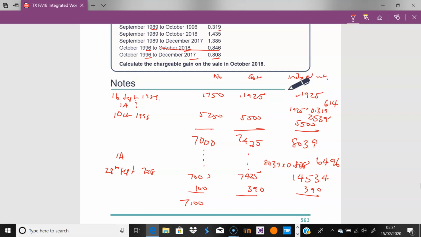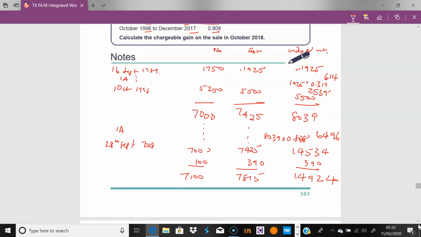14534 plus 390 gives us 14924, and the original cost is 7425 plus 390, which is 7815. Great. So that's kind of the deal. That's where we are. Now, that's my pool. I'm just indexing as I go along. Think of it, the computers do this now for us without us thinking. So we just arrive on this date, and this is where we are.